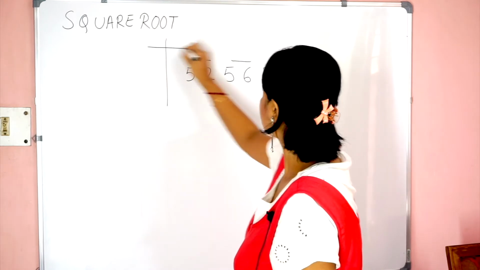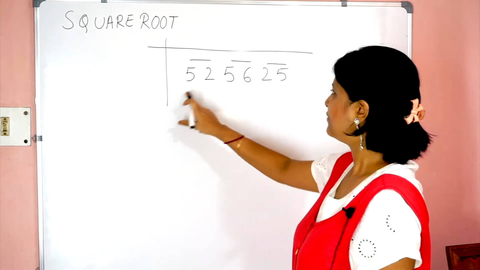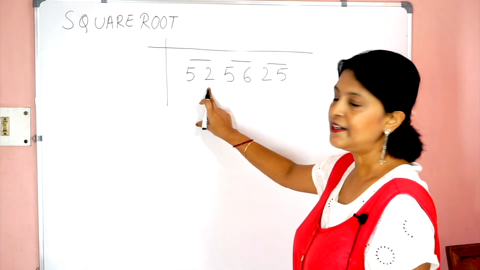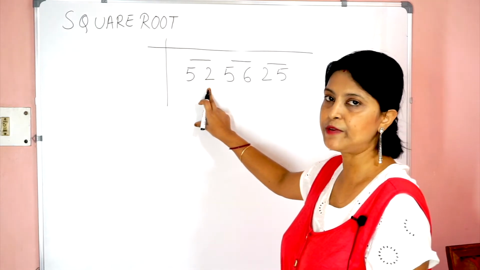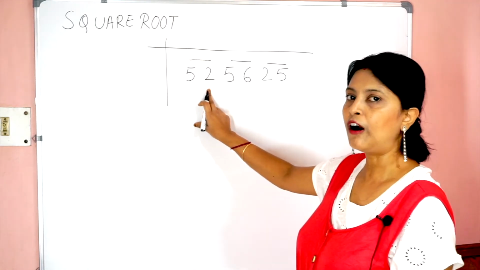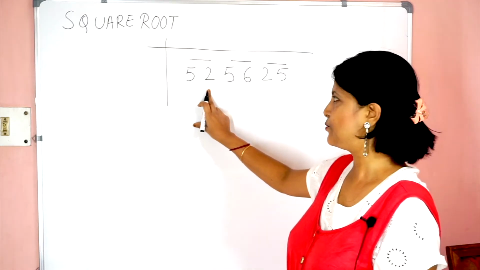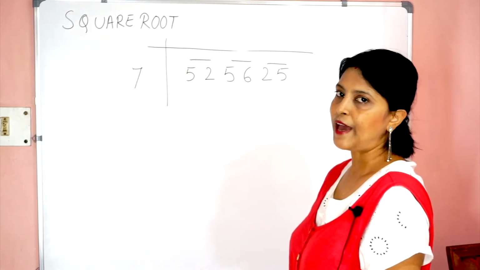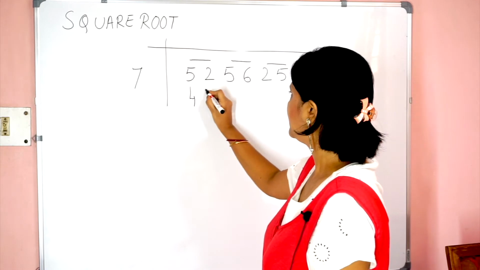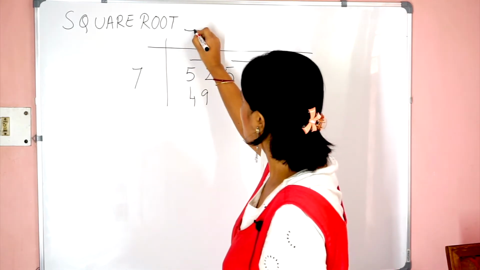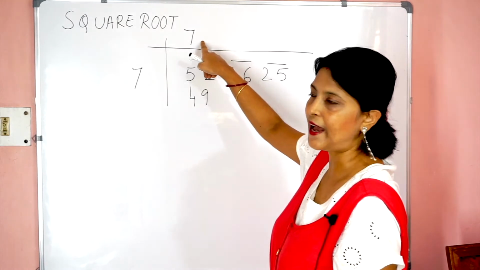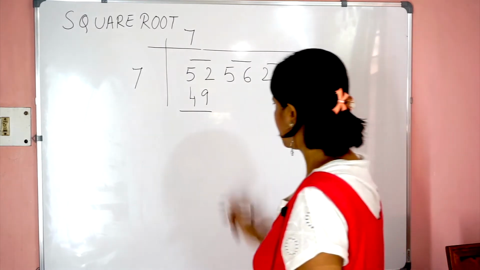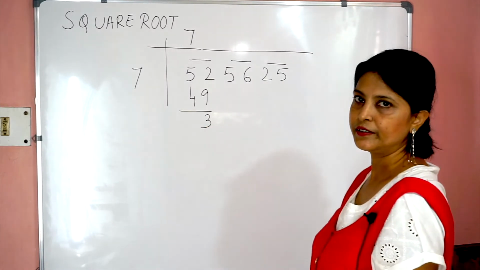So here I have to consider the first pair 52 and find a number whose square gives me the value 52 or a value less than 52. So if I think of the number 7, square of 7 can give me 49. So 7 into 7. So I am writing the quotient also as 7. When I subtract 49, I get 3 as the remainder, right?